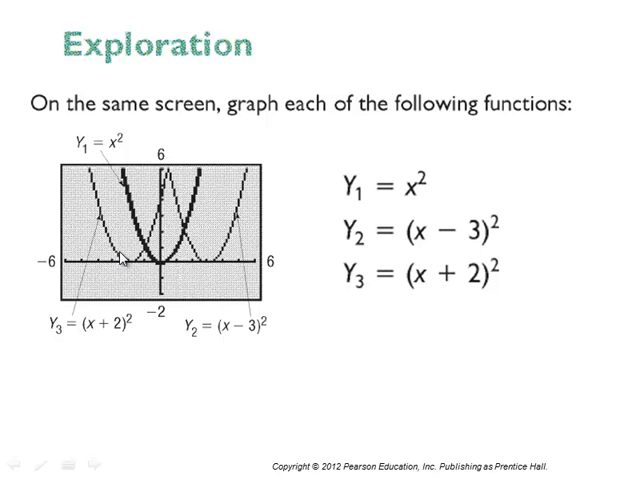See the x plus 2 right here? That's this graph right here. It's the graph of x squared shifted 2 units to the left. See, this graph right here is the graph of x minus 3 squared. That's the graph of x squared shifted 3 units to the right.